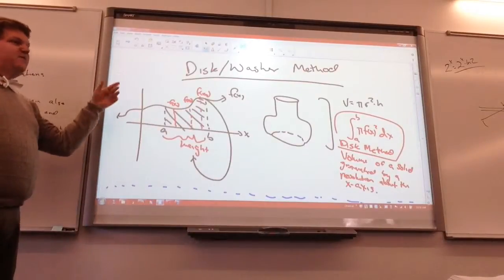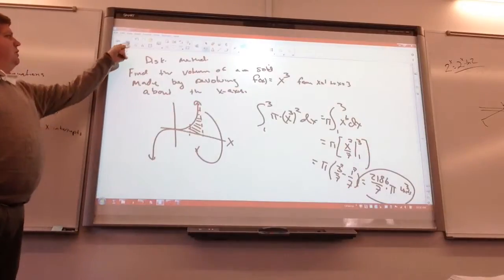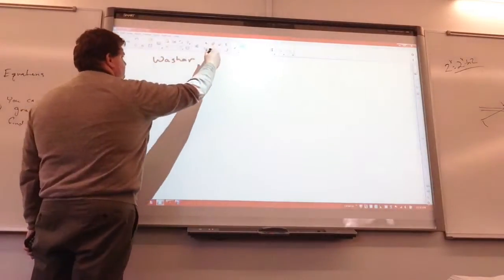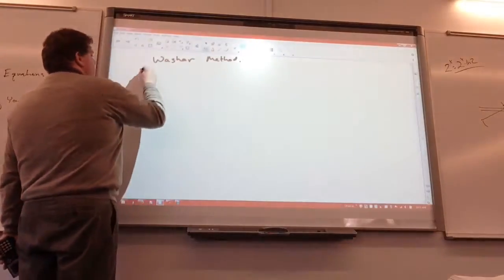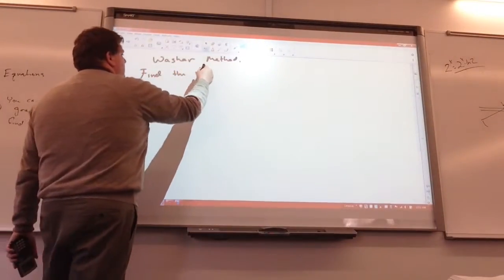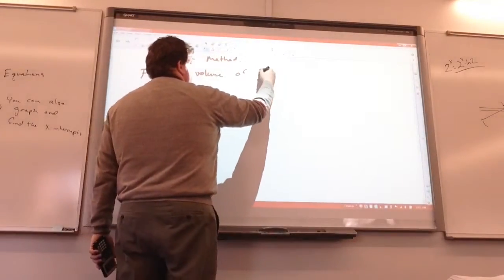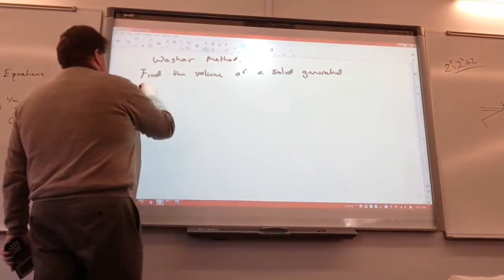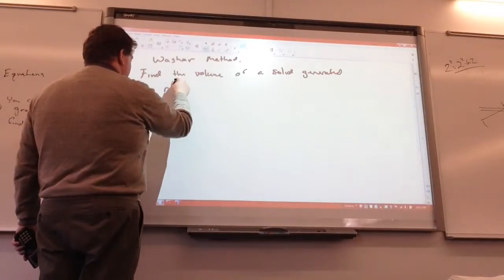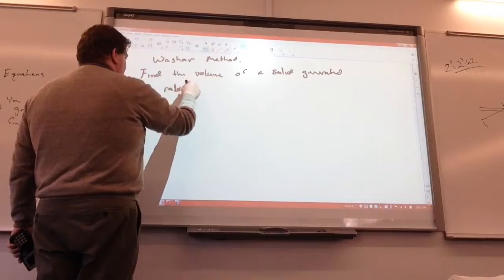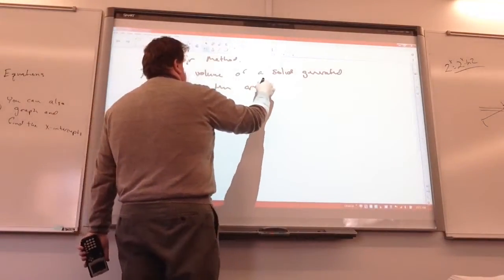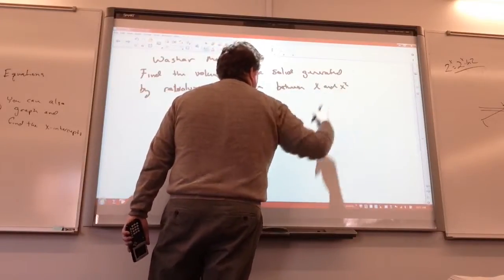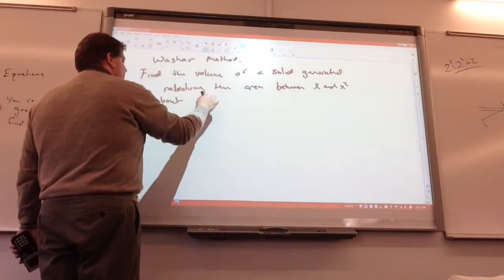And the washer method is doing the same thing, except you're doing it with two functions. So we did a quick washer method problem. I did this one yesterday, but I'll do it again because it's a good problem. Find the volume of a solid generated by revolving the area between x and x squared about the x axis.